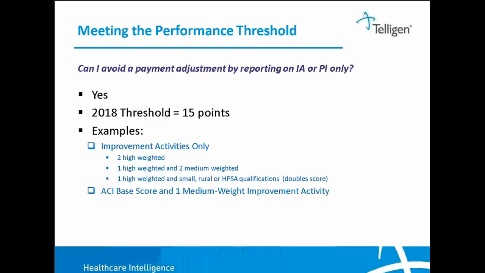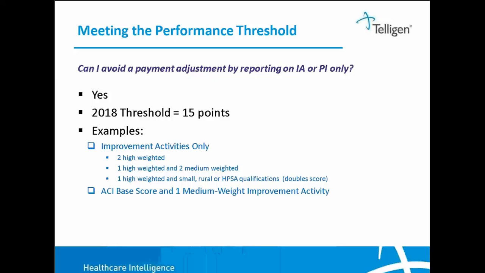So you could just report on improvement activities only. 2 high-weighted activities would give you a full 40 points for that category, and so that would give you 15 points, which is the threshold. 1 high-weighted and 2 medium activities would again give you 40 points. 1 high-weighted, and if you happen to be in a small, rural, or HPSA qualification, it automatically doubles your score, so that would give you the 40 points.